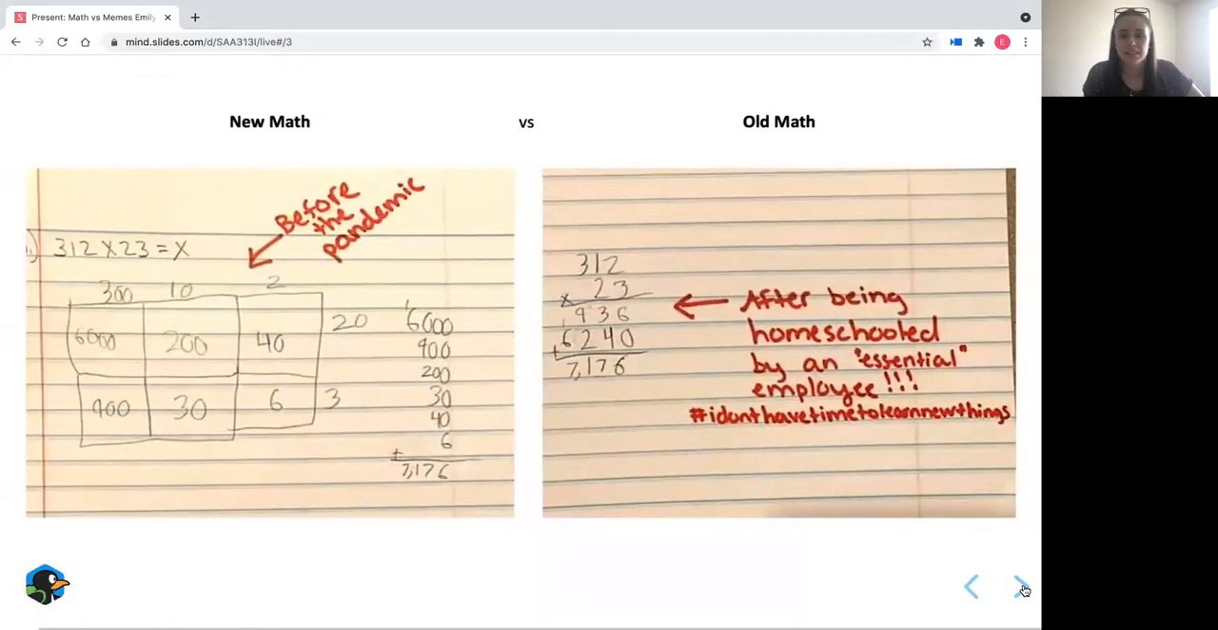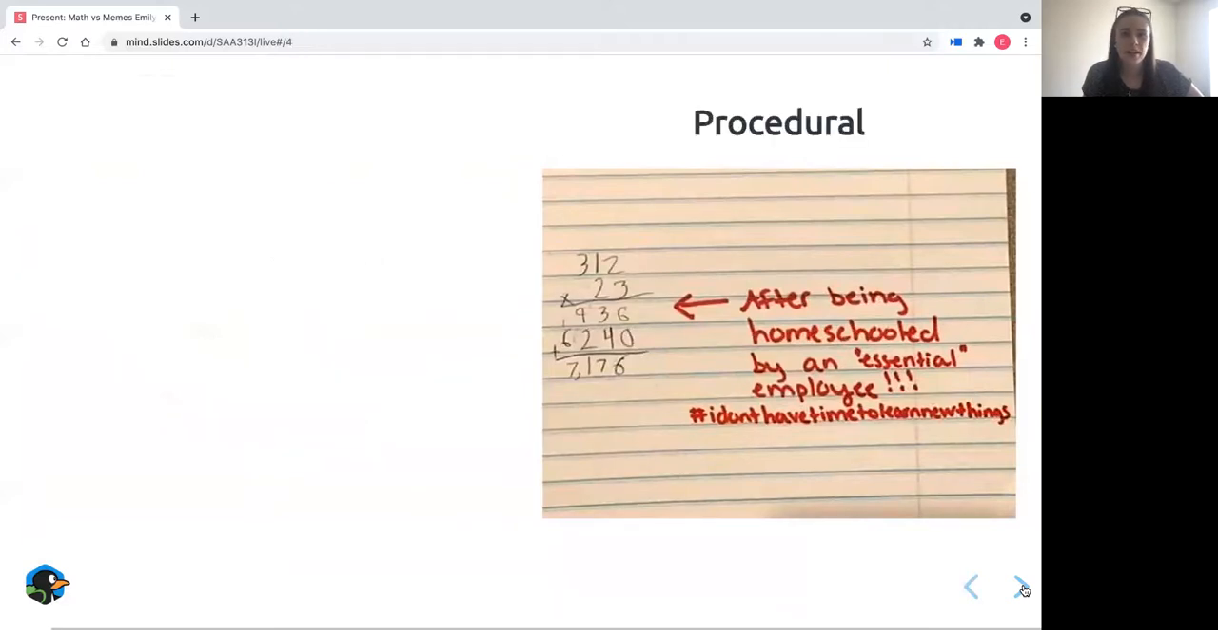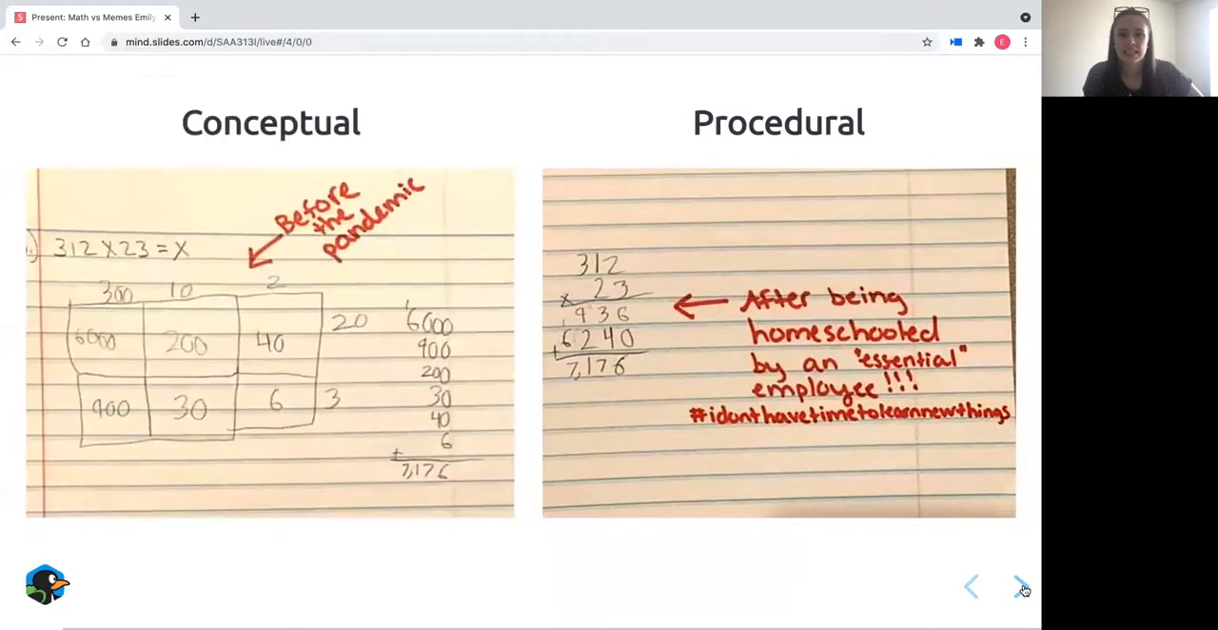In the lens of the pandemic, a lot of parents have been coming up to us saying, why can't we just teach math the way I learned it? And it continues to perpetuate this debate between teaching procedurally and teaching conceptually. Let's see what Howie has to say about it.